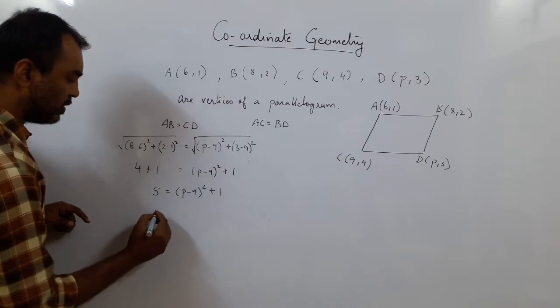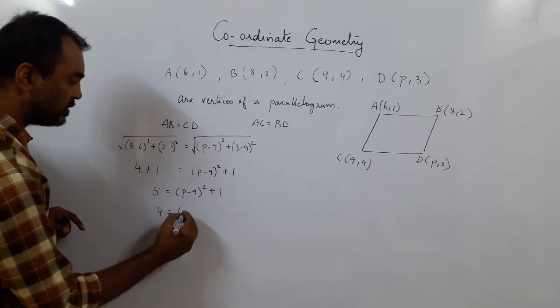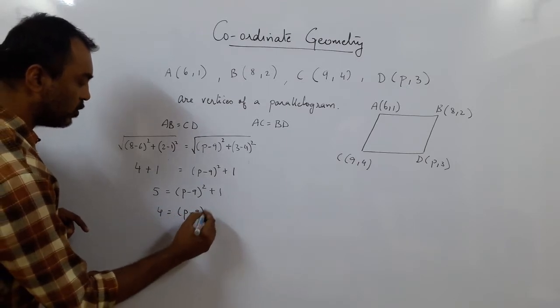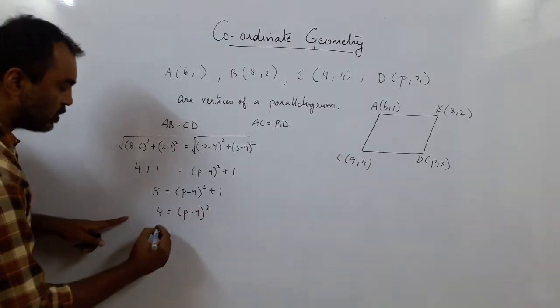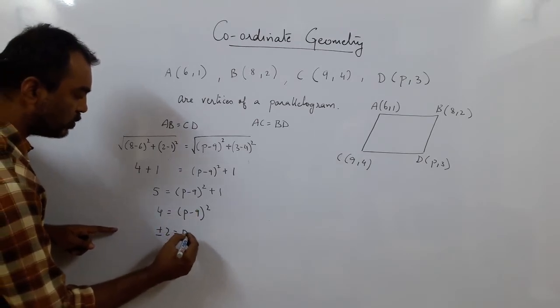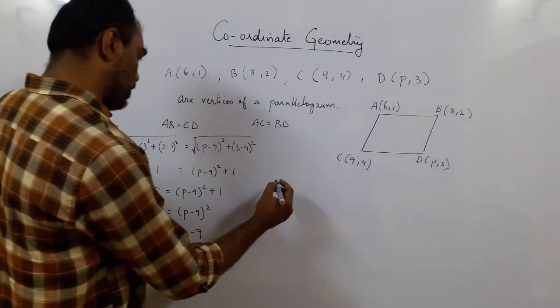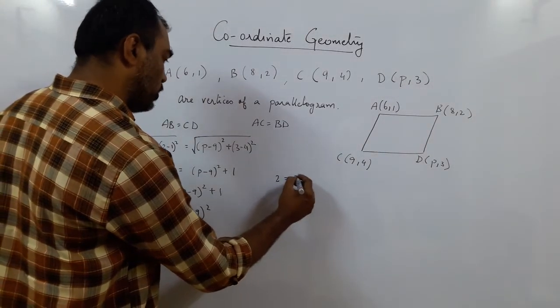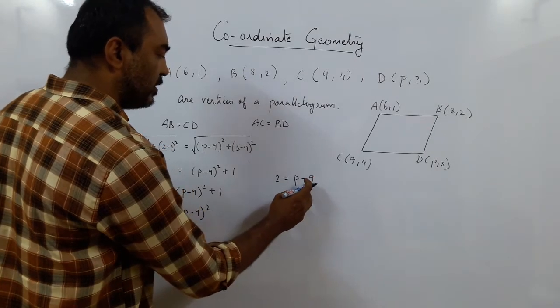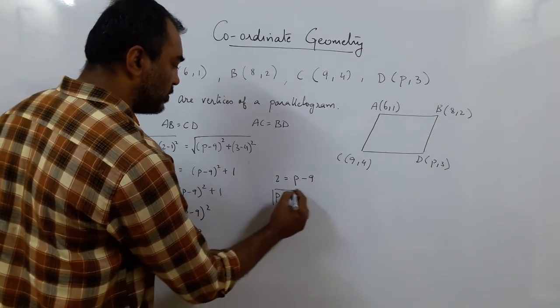So 5 is equal to, this plus 1 comes here, so 5 minus 1 is 4. 4 is equal to p minus 9 the whole square. Taking the square root on both sides, plus minus 2 equal to p minus 9. Now if I take 2, 2 is p minus 9. Then the minus 9 goes on this side, so I get p equal to 11.